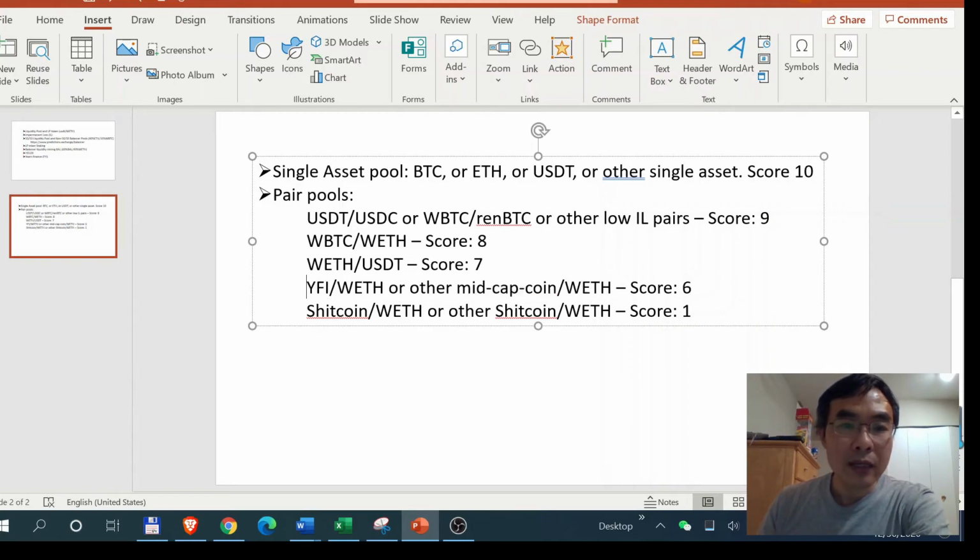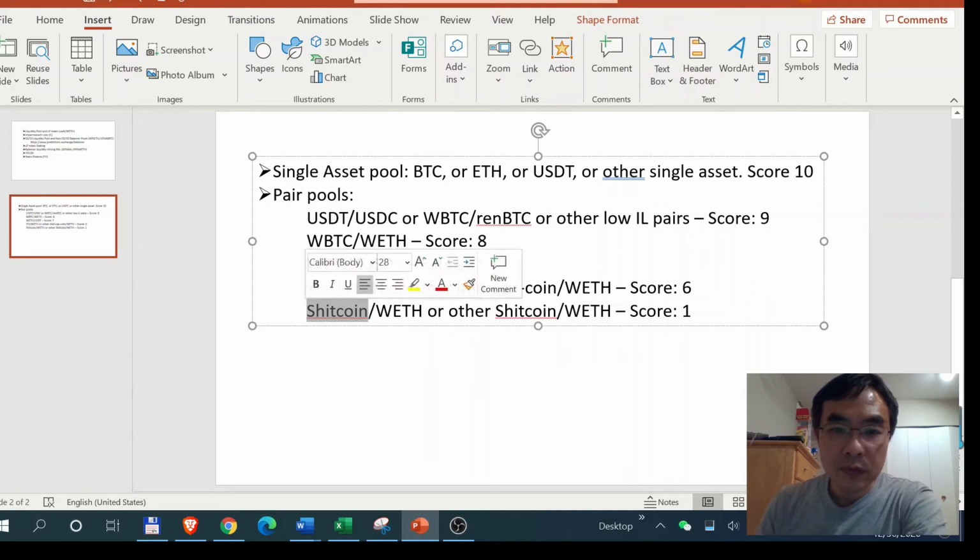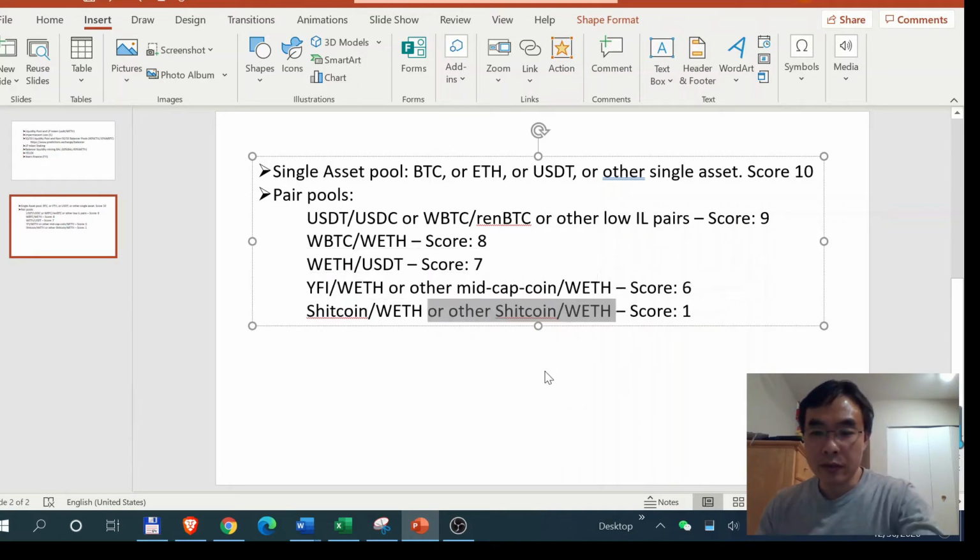And the ones I like are this one, YFI, a mid-cap coin, or Uni vs W Ether. This kind of mid-cap coin and W Ether pair is also pretty good. Now the last one is shitcoin vs Ether, or other shitcoin vs Ether. This is probably something like just shitcoin. W Ether is okay.